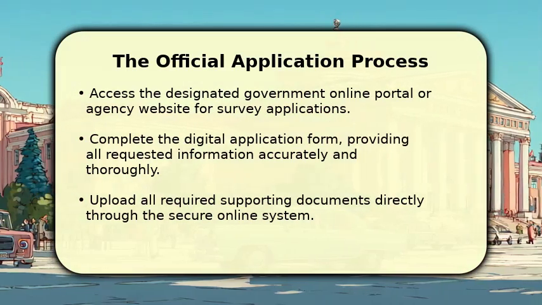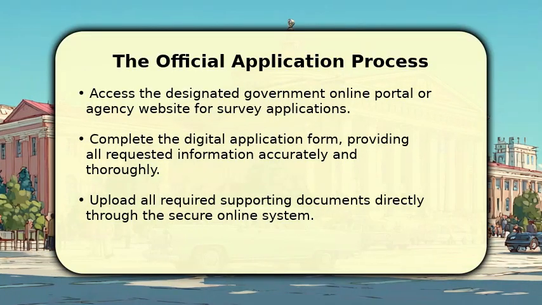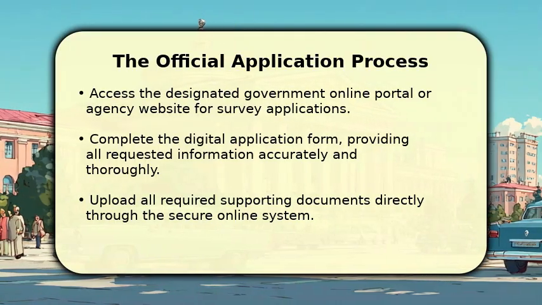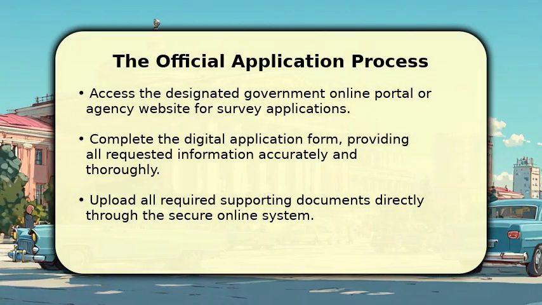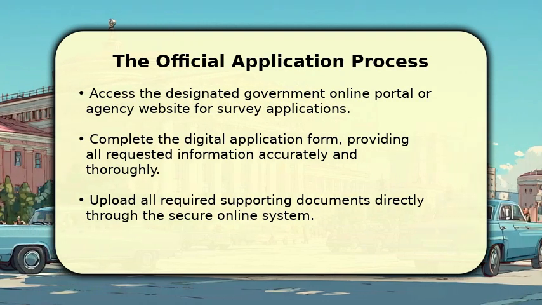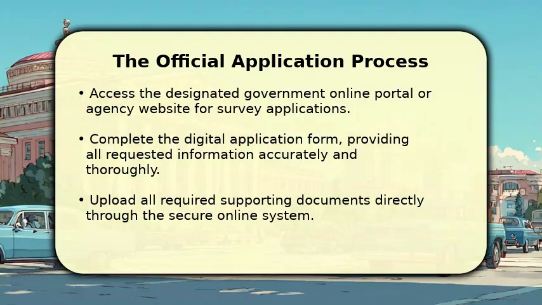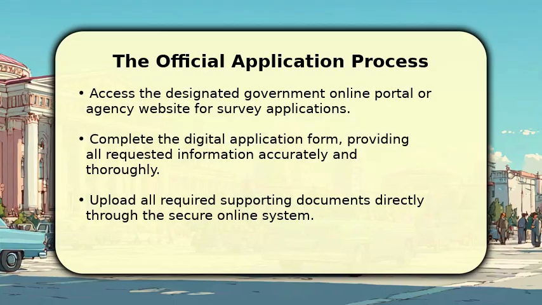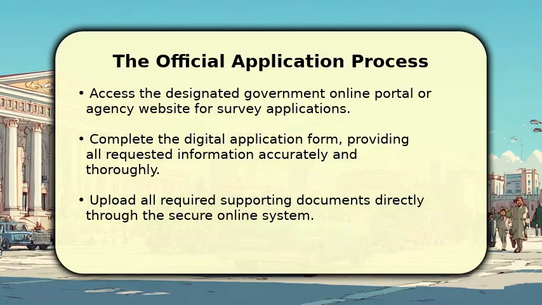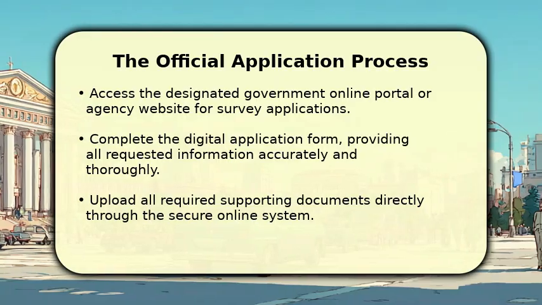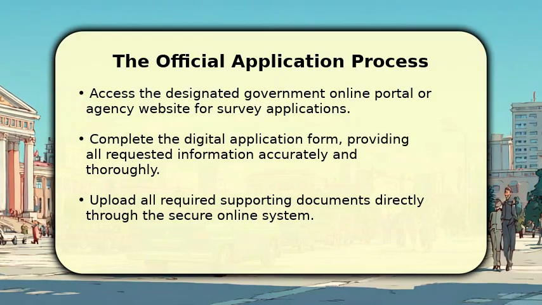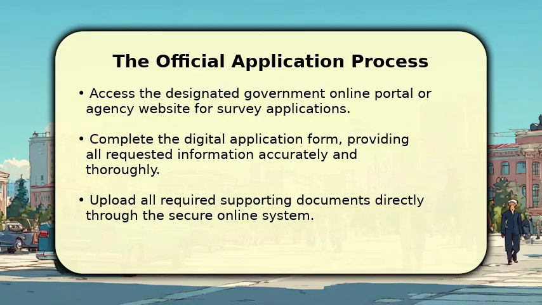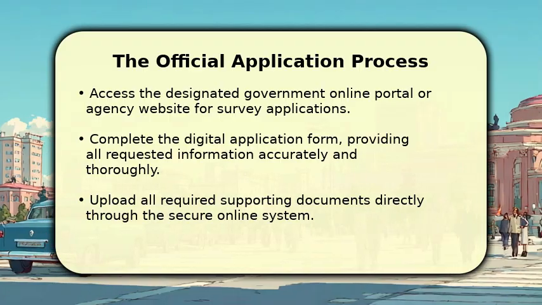The singular official method for applying for a government survey is through the designated online portal or the specific government agency's website. You will need to locate the correct section for survey applications and meticulously fill out the digital form. This form typically requires detailed information about your property, the purpose of the survey, and your contact details. After completing the form, carefully upload all your prepared supporting documents. Finally, you will be prompted to pay any applicable fees, usually through a secure online payment system. This entire process is designed for efficiency and transparency.